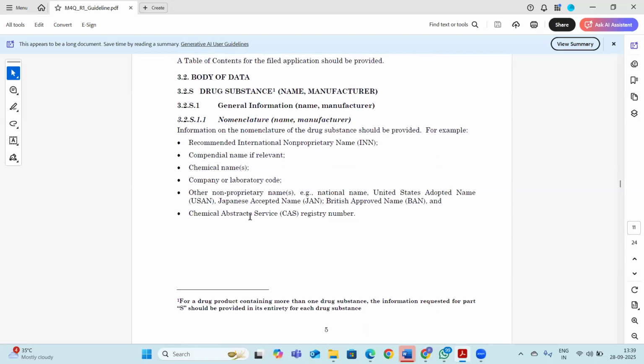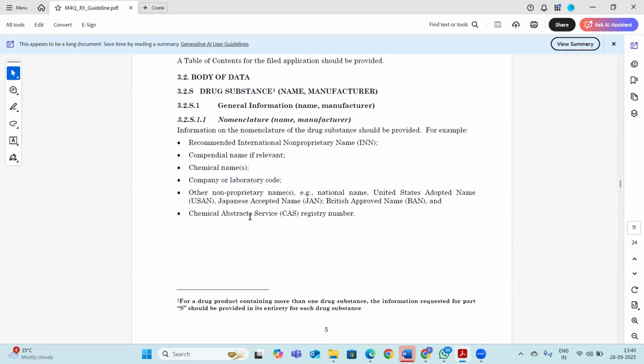Also, this format is a way of authoring the documents for your dossier submissions. When you want to submit data related to general information, this is the body data that you should follow. For example, you write 3.2.S.1 General Information. In bracket, it's written name and manufacturer. So you need to write the name of your drug substance.